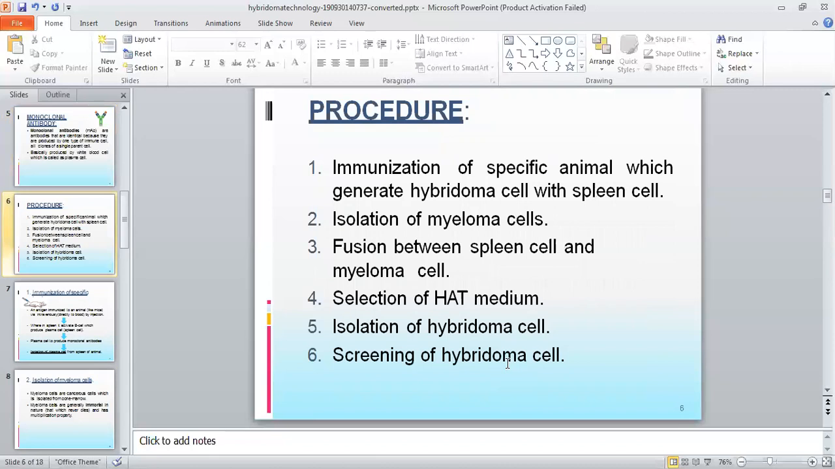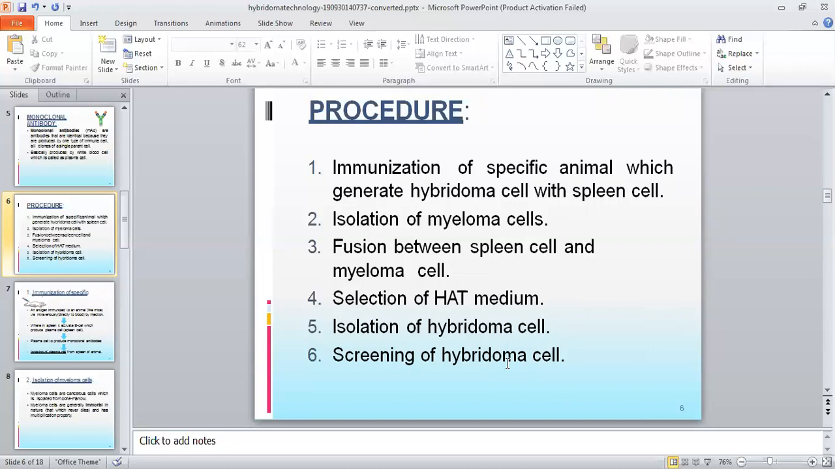Next is how it is produced. What is the procedure to produce the monoclonal antibody? It is produced in different steps. The first step is immunization of a specific animal, which generates hybridoma cells with spleen cells. The second step is isolation of myeloma cells. Immunization means antigen is inserted into the animal and activates its immune system for the production of plasma cells.